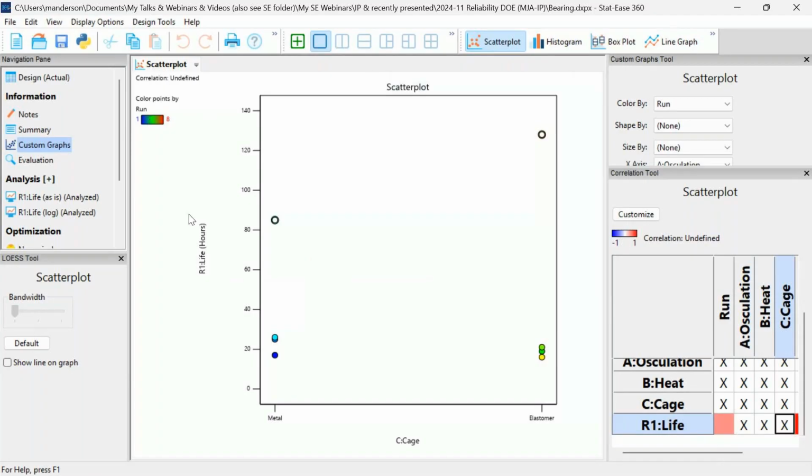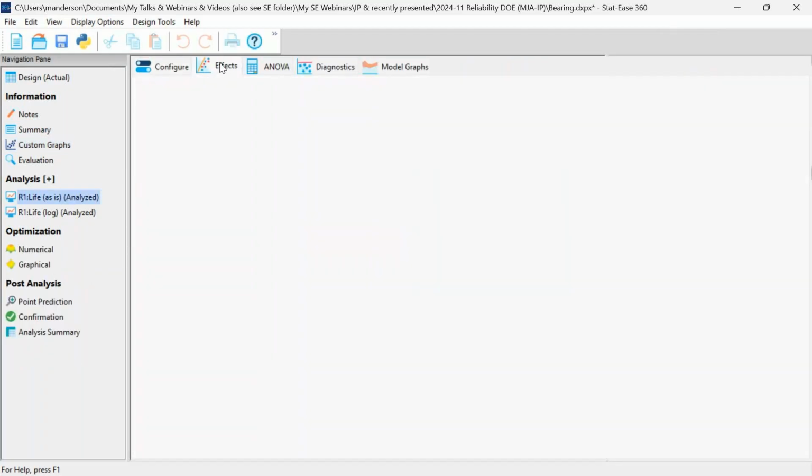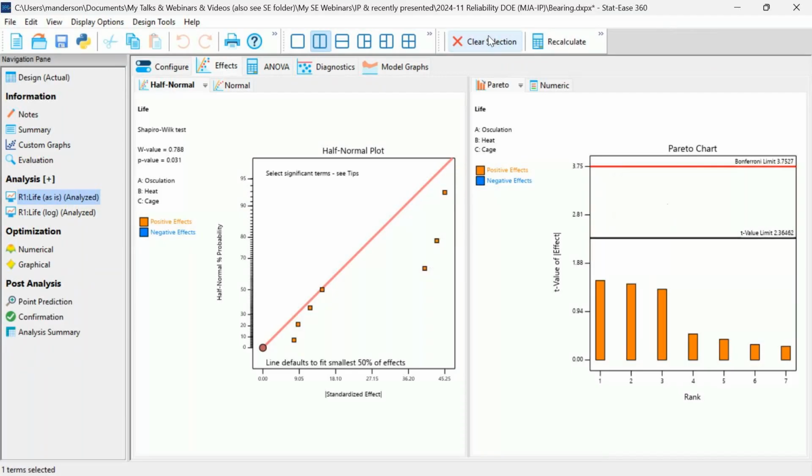But these are only main effects. We're not really able to see the two-factor interaction. So we need to go to our analysis node and bring up this half normal plot. And you can see it's been pre-selected and saved. But if we were going to start over again, I would definitely focus on these ones off to the right, keeping our eyes on the prize on an absolute scale.